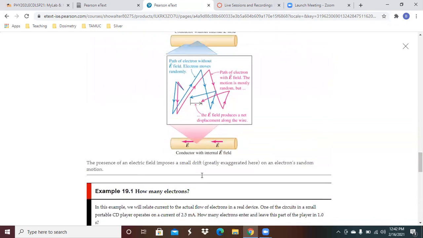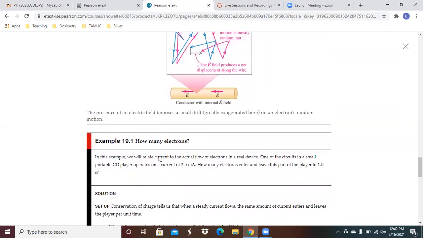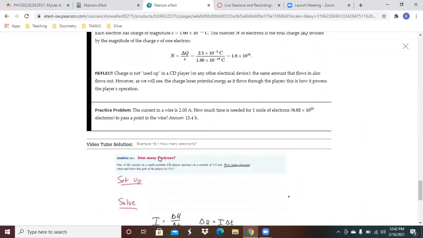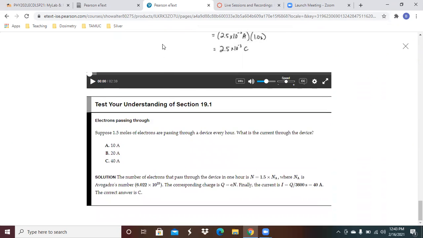You can see here the path of the electron without the electric field is in blue, and with the electric field is in pink. The electric field produces a net displacement along the wire. You can see the electric field as it's being applied in this case. And remember, since this is an electron, it's going to go against that particular field. Anyway, you've got some examples here to work. I will leave you to do that.